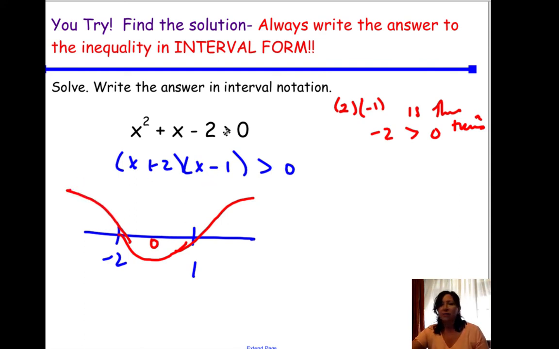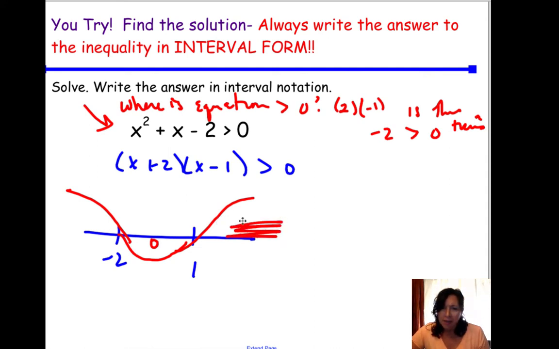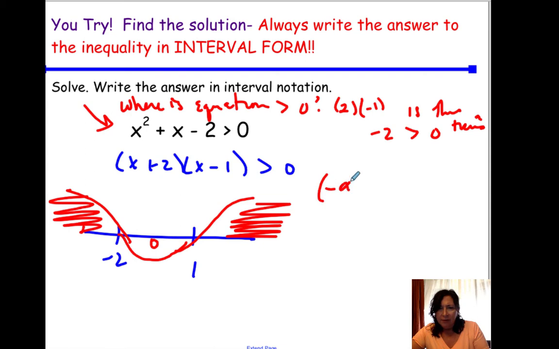So the question, back to the beginning, is: where is the equation greater than 0? That's your question. Where is my equation greater than 0? It's going to be greater than 0 here and here. So therefore, you're going to put those values in. We're going to have -∞ to -2, and also we're going to have 1 to infinity.